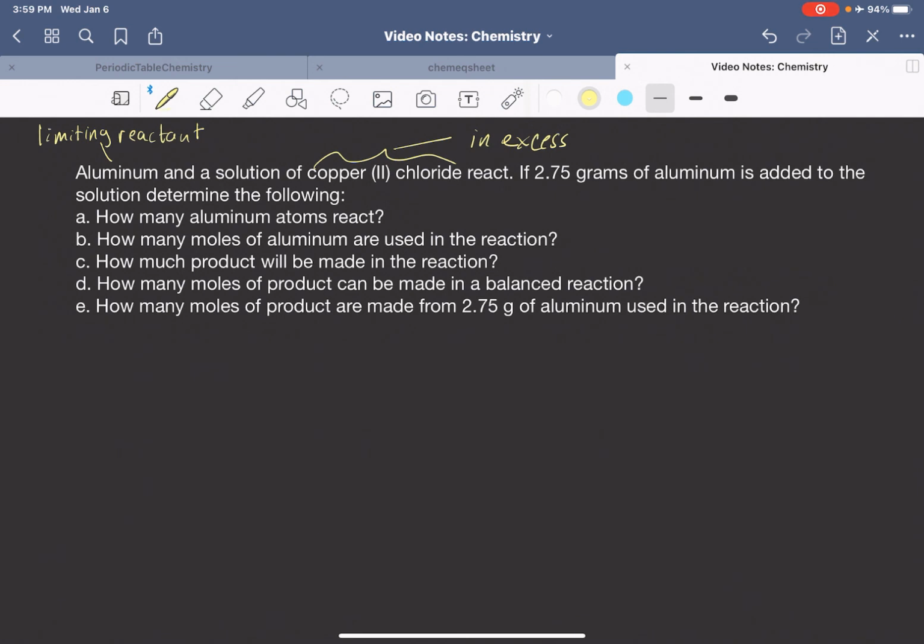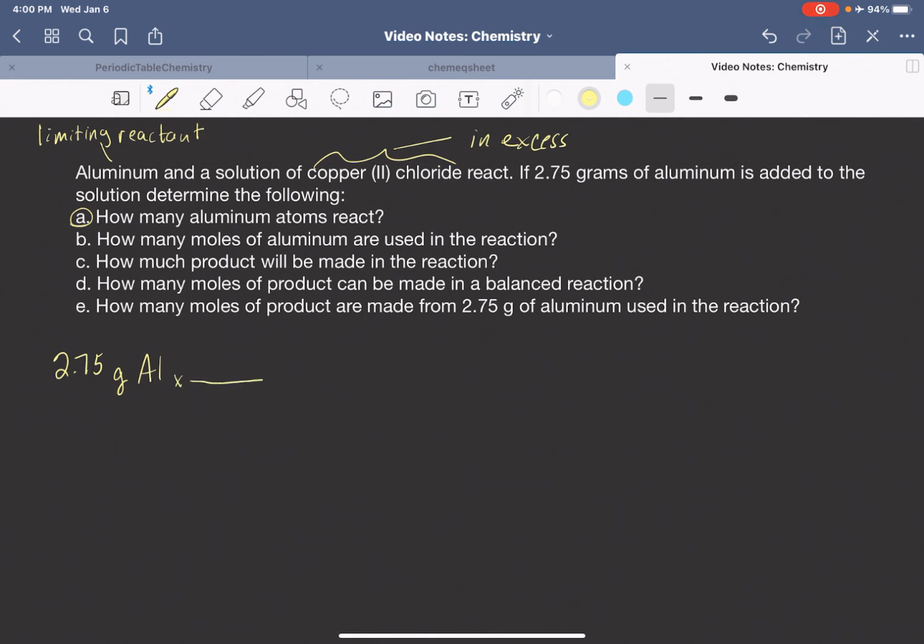It says, how many aluminum atoms react? Just so you know, for this first problem, part A, we don't need the reaction. This is just saying, if we have 2.75 grams, exactly how many aluminum atoms is that? All right, let's jump in and do some stoichiometry for that. So this is part A. We've got 2.75 grams of aluminum.